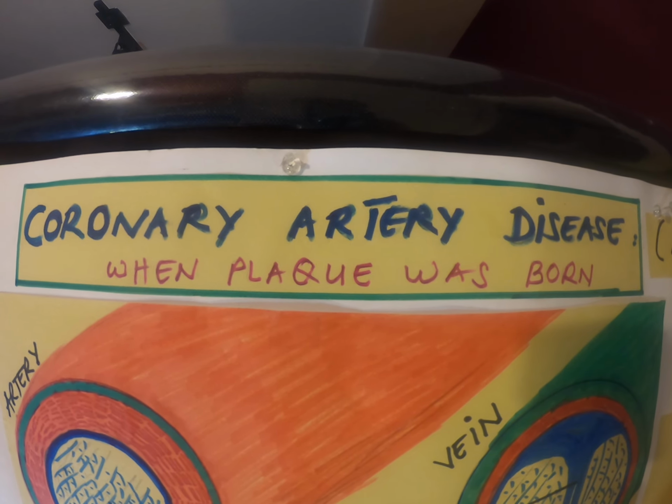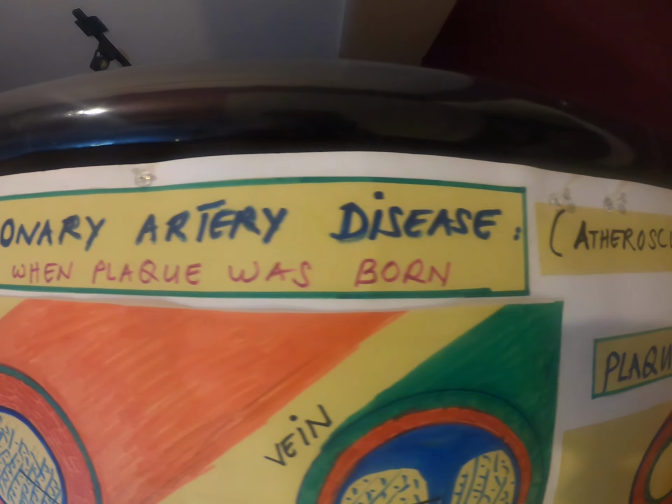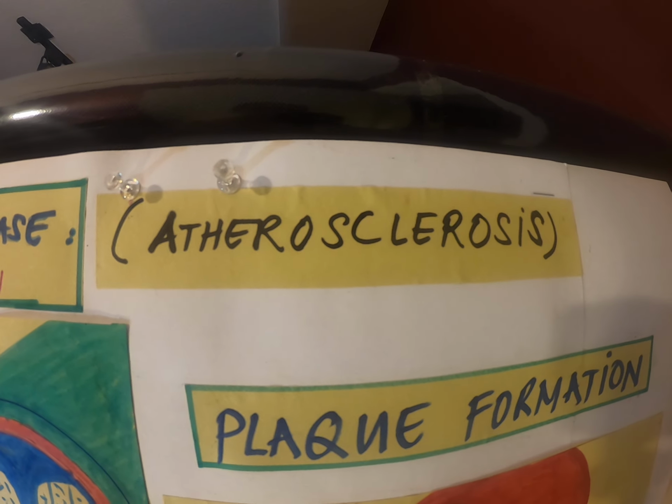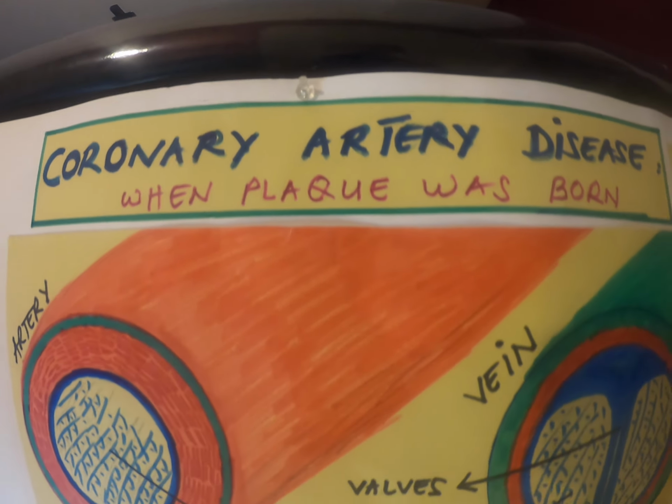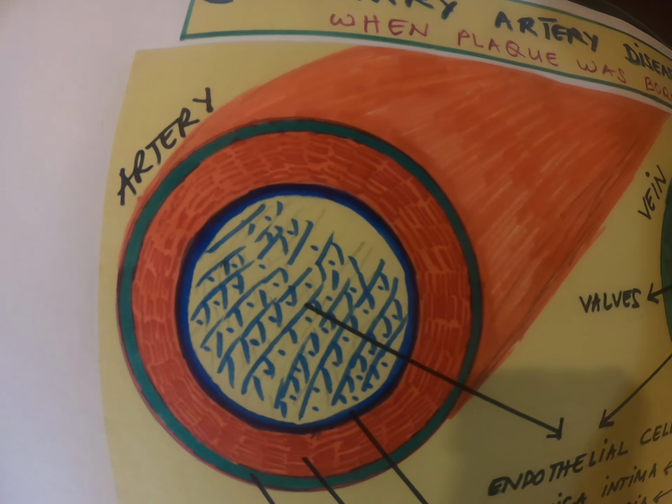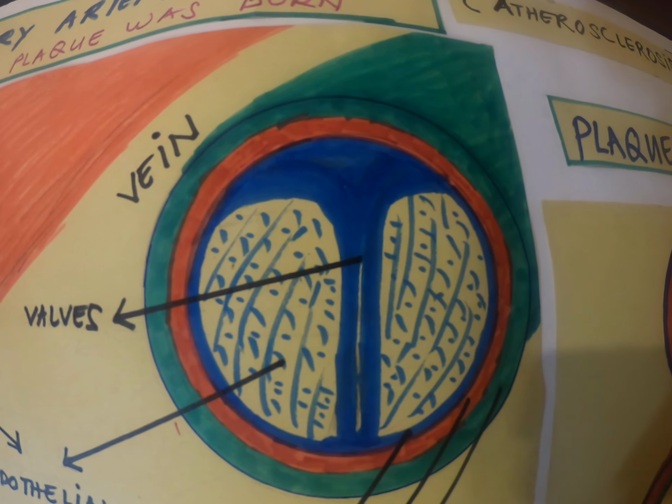And this is coronary artery disease, when plaque is born. The other name is atherosclerosis. And if you want a shortcut, just say CAD. On my left side is an artery, and on the right is a vein.